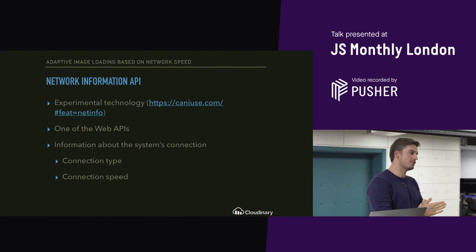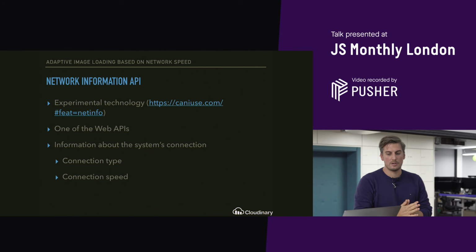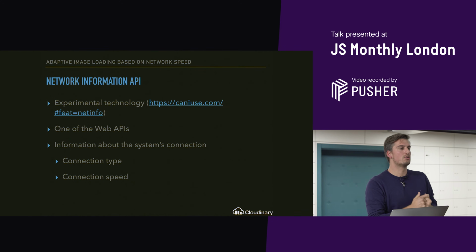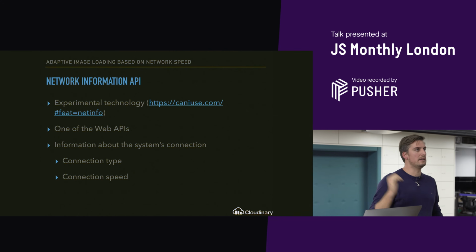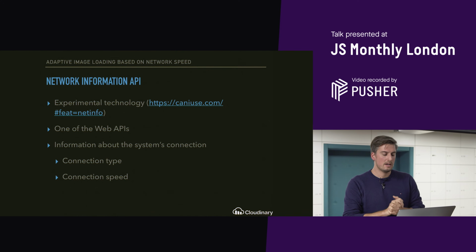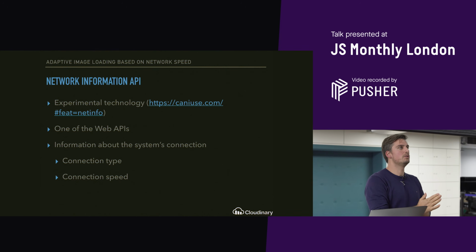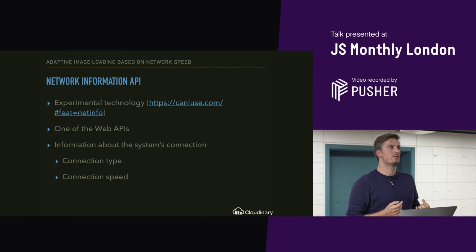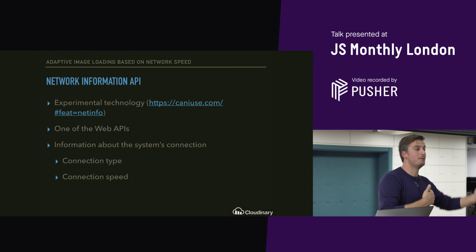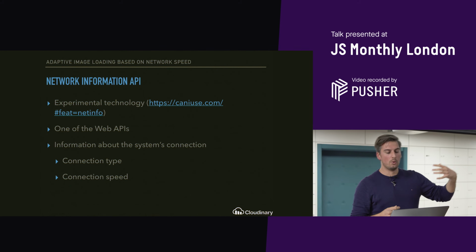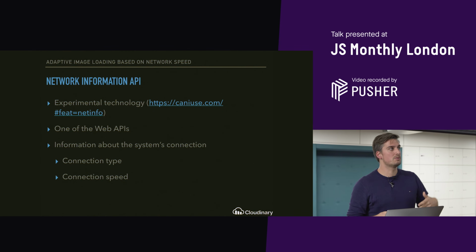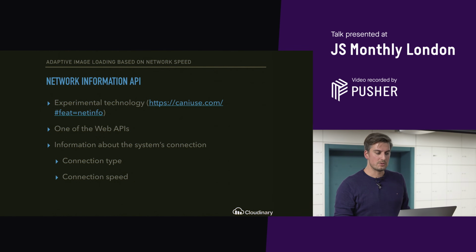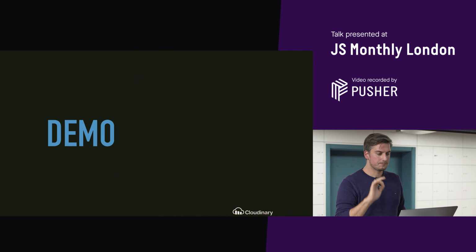And then we have the Network Information API. As I mentioned, the Network Information API is in an experimental phase at the moment. It's only supported by Chrome and I think the Samsung internet browser on certain Android devices. And I do hope that more browsers are going to be supporting it. It's one of the web APIs, and it essentially gives you information about your connection. It can tell you what the connection speed is, what type of connection it is, whether it's 2G, whether it's 3G, etc. And we will see how we can utilize that to serve the right quality image.